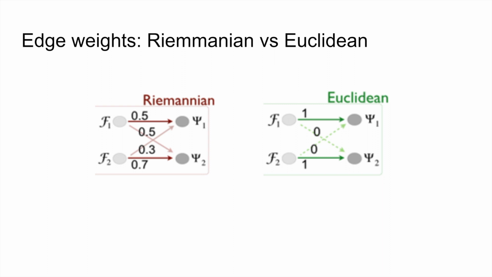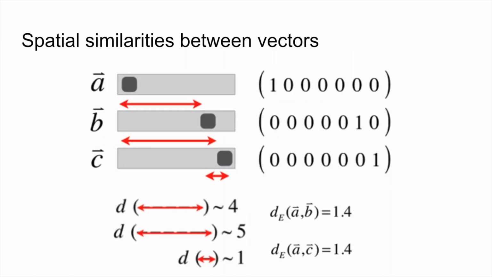To get an intuition for this, let's consider this scenario. Note that the three vectors have the same distance metric when projected into Euclidean space. We can clearly see, though, that the points in vector B are more similar to C than in A spatially.